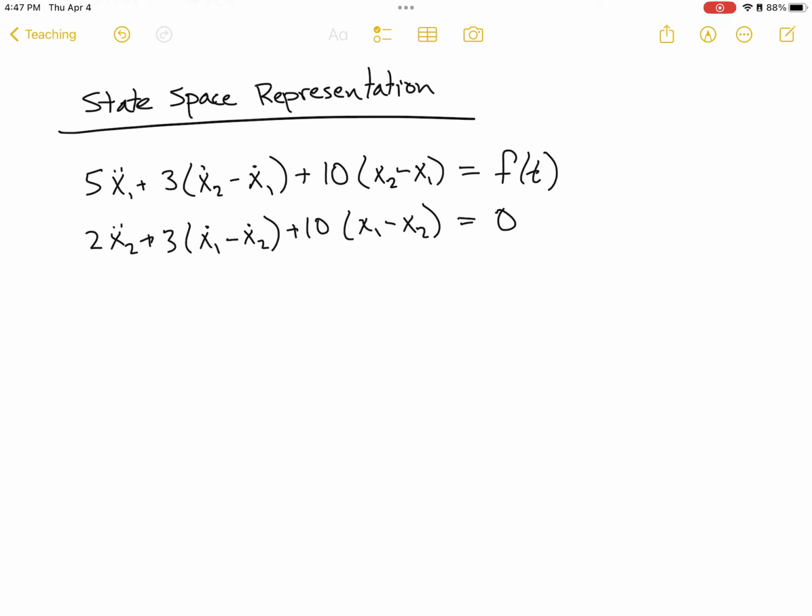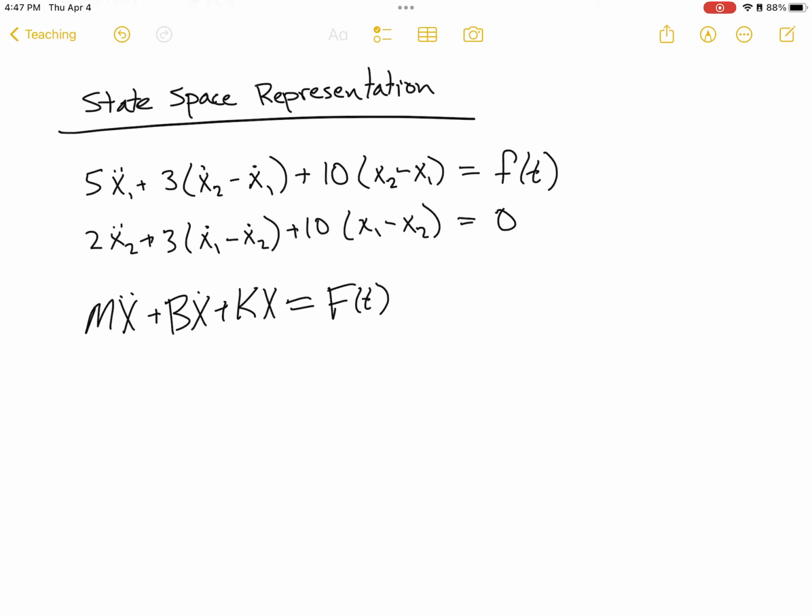And from what we've seen in previous videos, this can be rewritten in the form of M x double dot plus B x dot plus K x equals some capital F of t, where M, B, and K are matrices, x dot and x double dot are vectors, and F is also a vector.